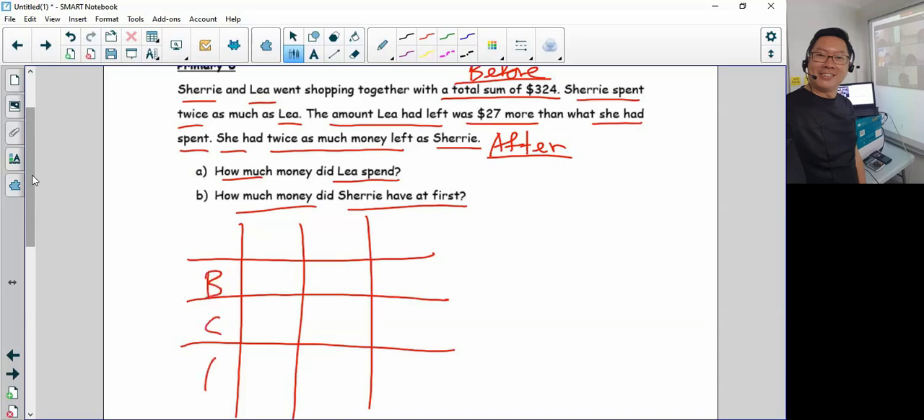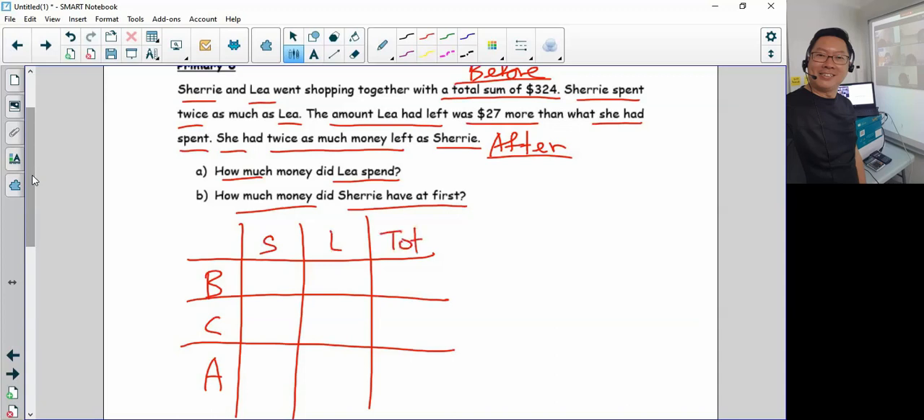So before, change, after. What is your before? Before means at first. How much they have at first. Change means what happened. After means in the end, how much they have left in the end. So before, change, after. And you must have at least 2 persons to compare. So there are 2 persons, Sherry and Leah. And of course, you have total, right?